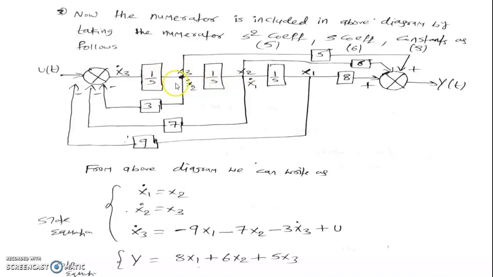So this is x2, then this is x3 dash. Like that you have to assume 3 states. Why do you assume 3 states? Because the denominator coefficient is s cube, that is, the order is 3, so you have to assume 3 states here. And one state is assumed at the end of the third integrator.